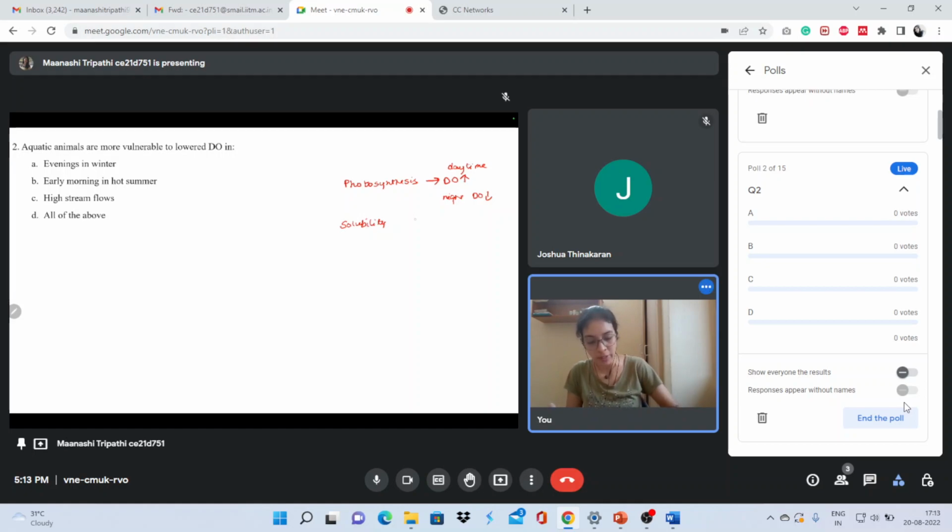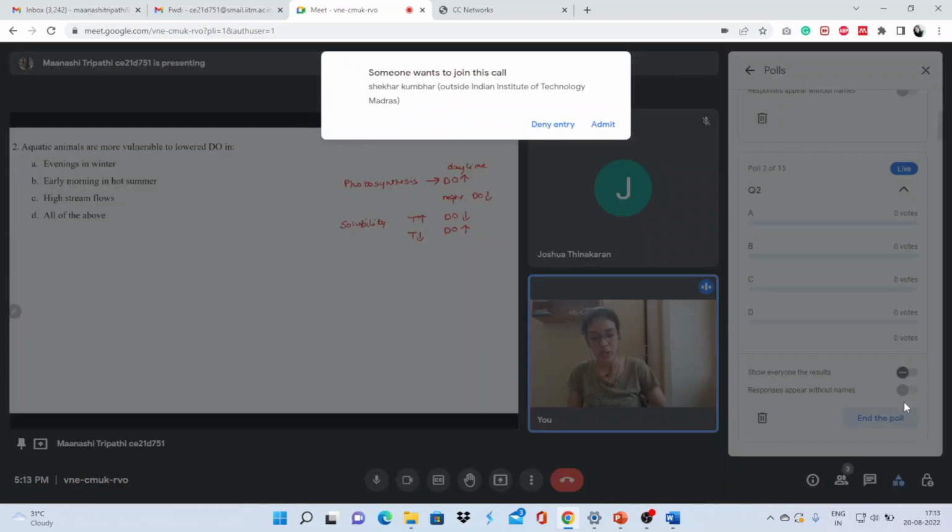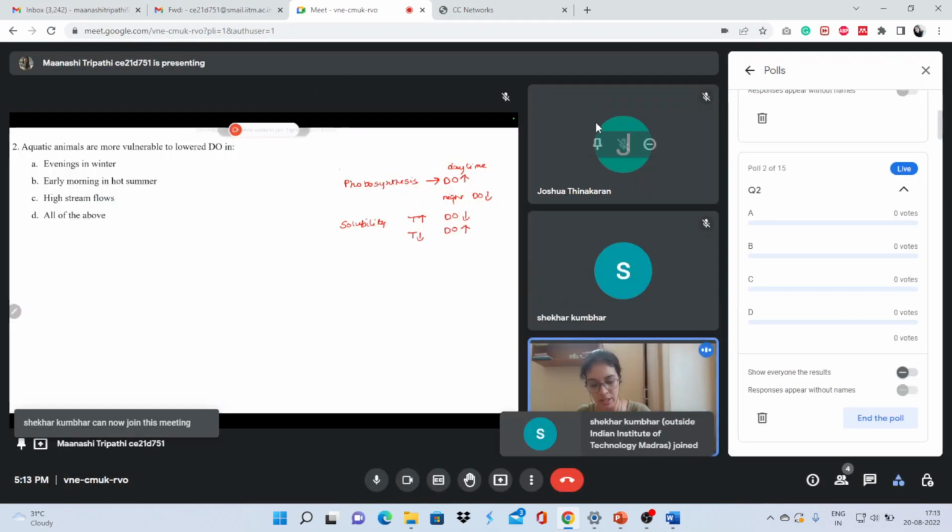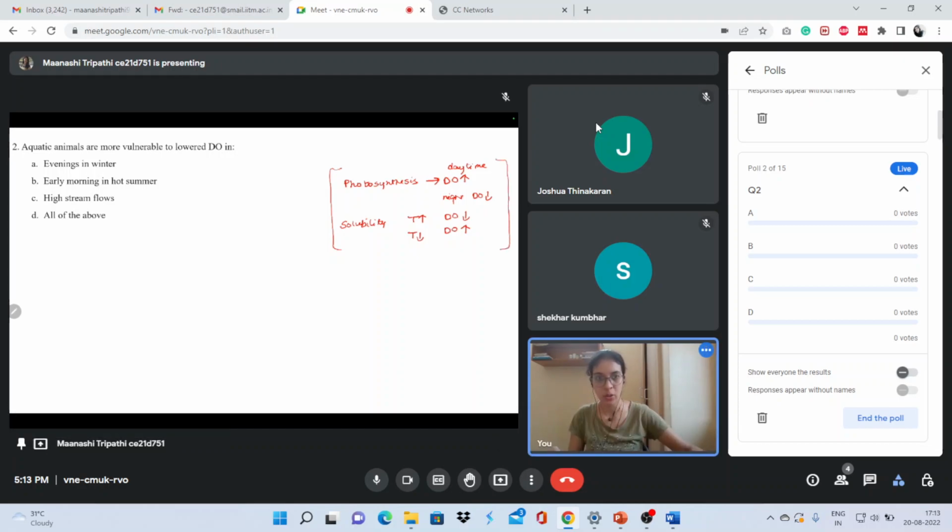The other important factor is the solubility of DO. If the temperature is high, the DO concentration will decrease in water. If the temperature is low, the oxygen concentration will increase in water. So these two basic things we need to understand first: DO depends upon photosynthesis as well as solubility. By this, you can try to answer this question.